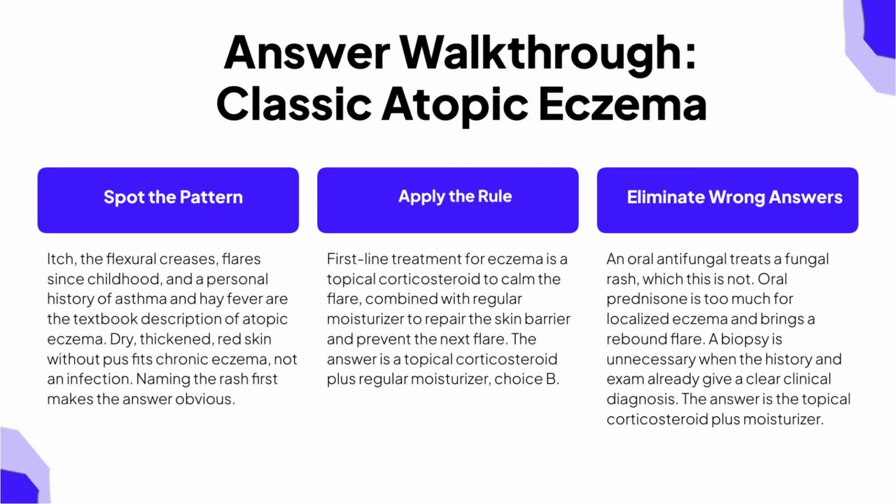Second, apply the rule. First line is a topical corticosteroid to calm the flare, plus regular moisturizer to repair the barrier and prevent the next one. So the answer is choice B.